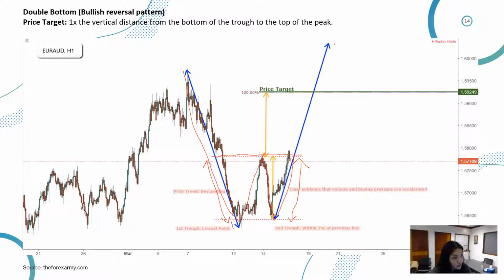So you can wait to see if you can go for a long or short at this level. So what does this mean when it stops at this area? It could mean that the volume and buying pressure are accelerated, meaning more people are buying, which causes the volume to go upwards.